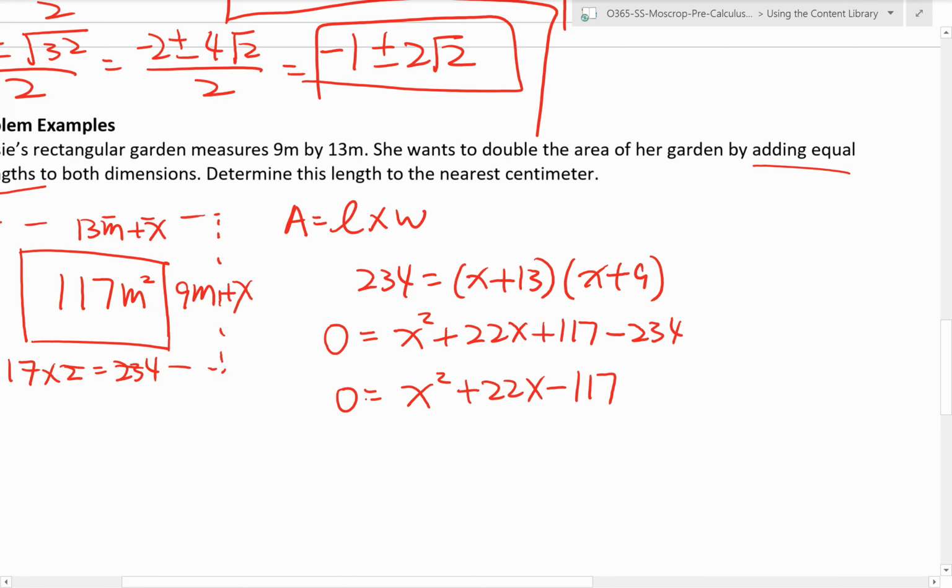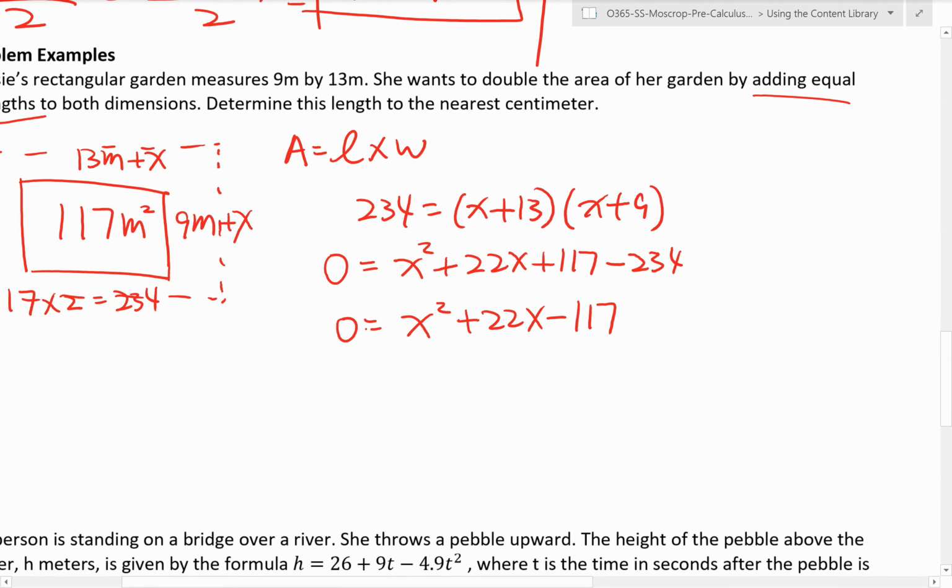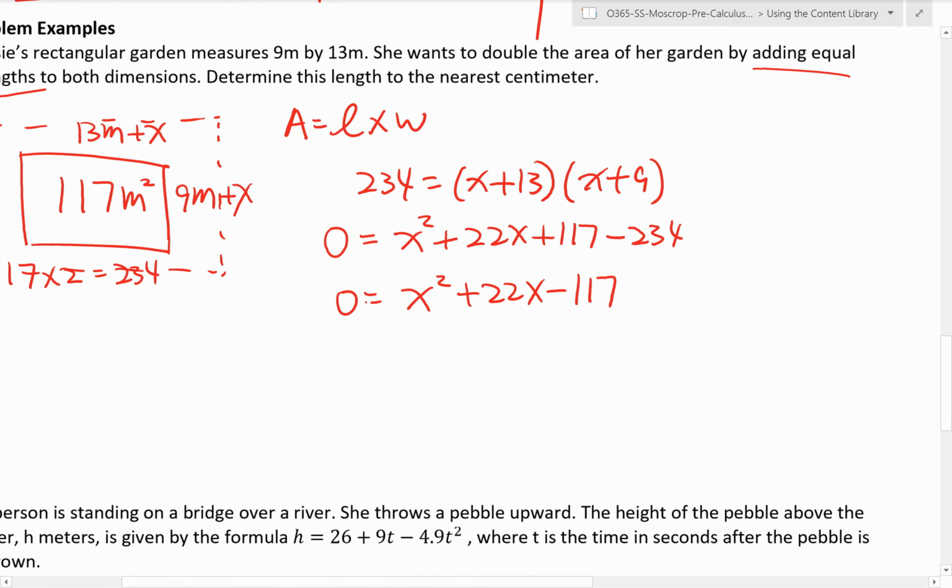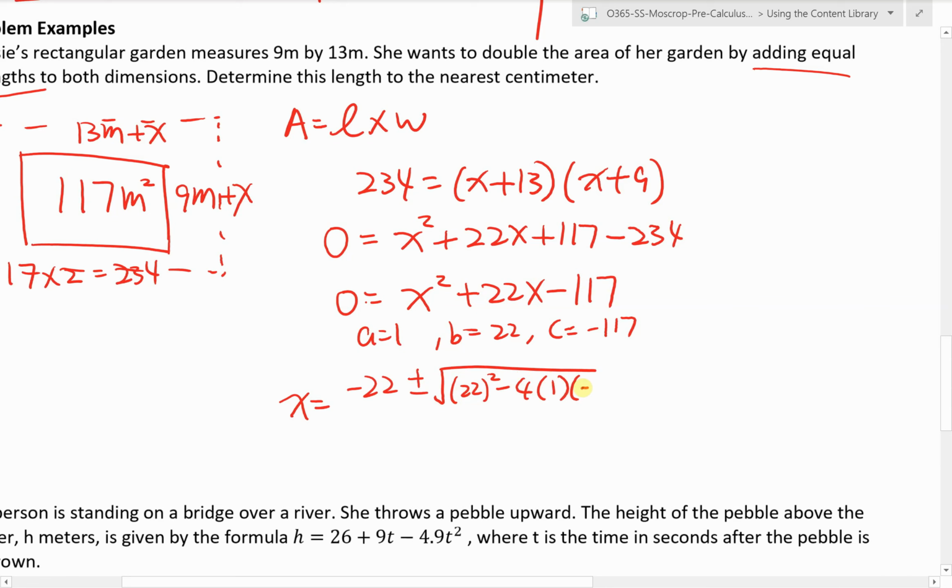Okay. And so now what you need to do is use the quadratic formula to solve this, because I do not think this is factorable. So then identify your values of a, b, and c. So a is 1, b is 22, c is negative 117. Now I can plug this into the formula. x would equal negative b plus or minus the square root of b squared minus 4 times a times c, divided by 2a.